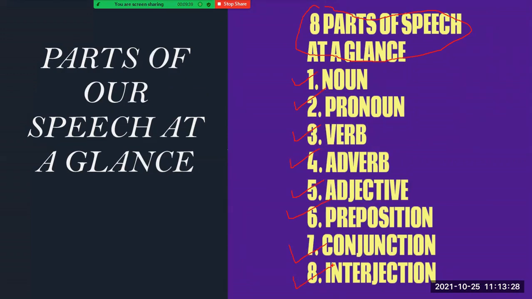Now, of course, interjection in modern linguistics is increasingly ignored by some scholars because there is this argument in modern linguistics that interjection has a different behavior than other parts of speech. All right. But in traditional grammatical analysis, we still include interjection. So for the purpose of this video, we include interjection.